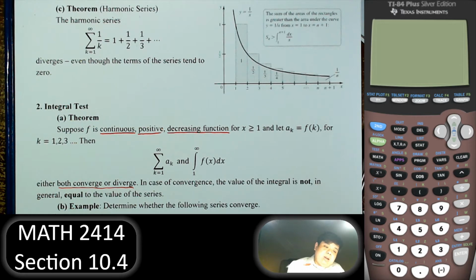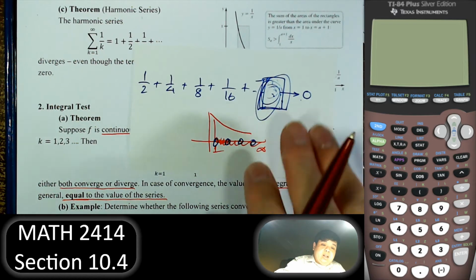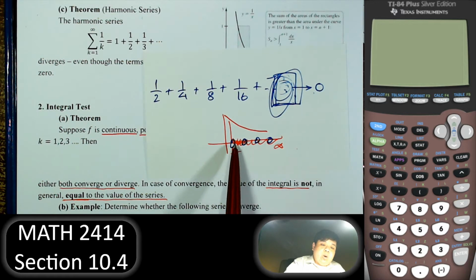It is important to note that the integral is not equal to the value of the series. Because in the sum we add just discrete points, compared to the integral where we have the continuous points, all the points, whereas the series is only discrete.